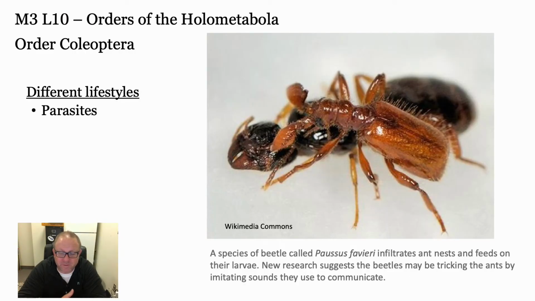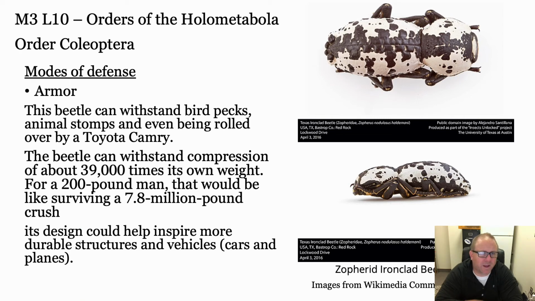As we go through these different lifestyles, some of them are even parasites. These are the possus beetles. They're parasites of ants. They get in there and they infiltrate the nest. They feed on the larvae, which is pretty cool. They convince the ants that they're just like them. They hang out. All right, these are the zopherid beetles, ironclad beetles.